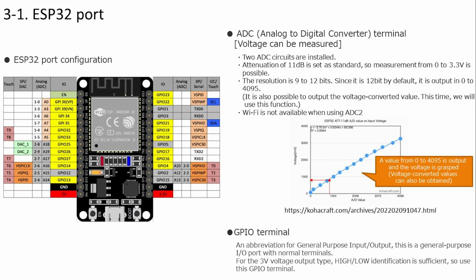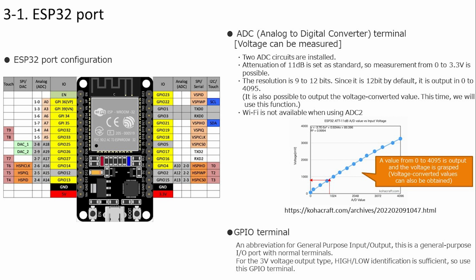Move on. Check the specifications of the ESP32 terminals used for measurement. Since the motion sensor changes the voltage when it senses it, the voltage is measured using the ADC terminal. Abbreviation for analog, digital, converter. Normal terminals are digital, and high and low can be identified. You can get the analog voltage from 0 to 3.3 volts and numbers from 0 to 4095.